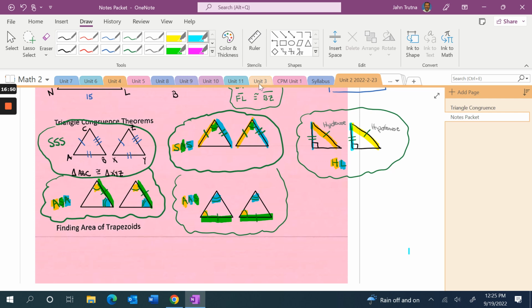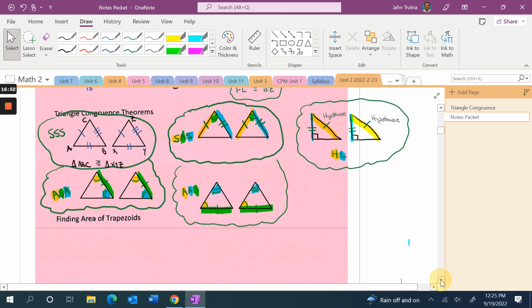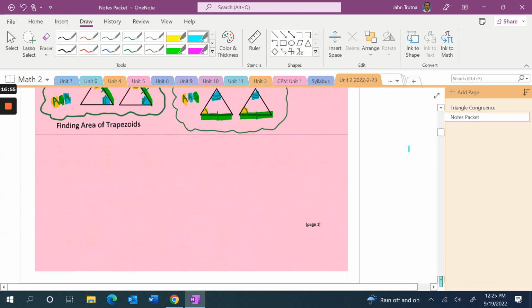Okay? All right, then let's go to the last thing, which is really a review. How do you find the area of a trapezoid? So if you remember, a trapezoid is a 4-sided shape.